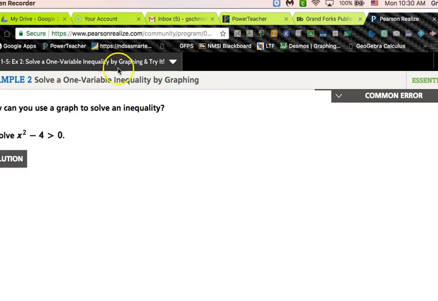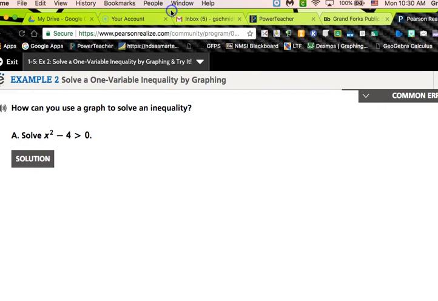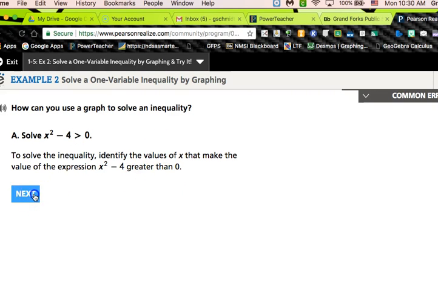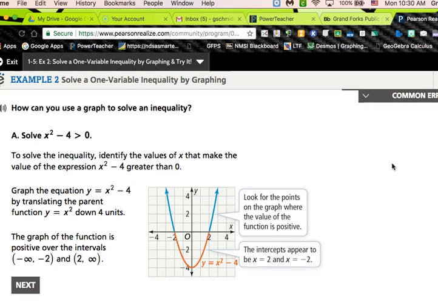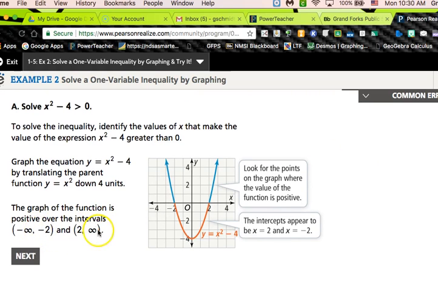So it says, how can you use a graph to solve an inequality? If you're given that equation and you want to know where it is greater than 0, that means do you want the portion of the graph that's above or below the x-axis? Above. So you want it to be greater than 0, it'll show you the graph. If you look at that graph, if we want it to be above, is it the blue or the red portion? The blue, and then it gives you the answer both as intervals and as inequalities.